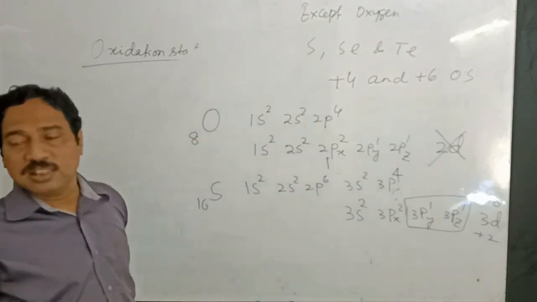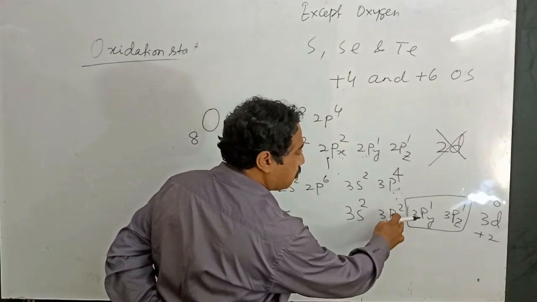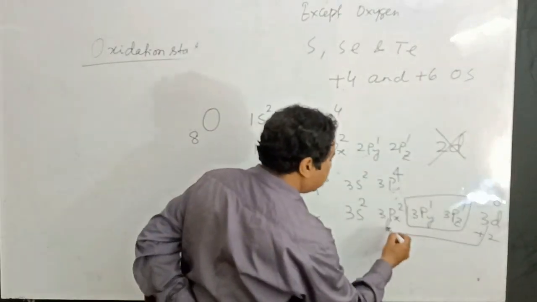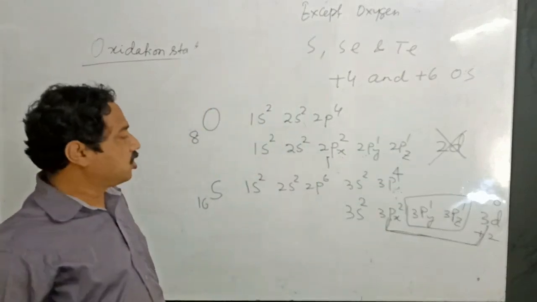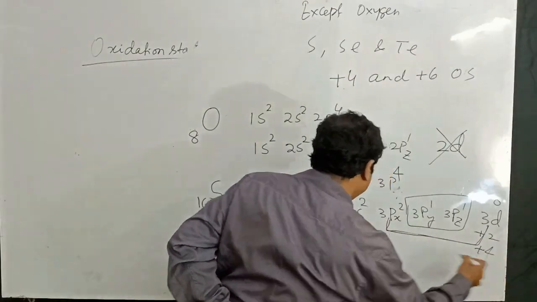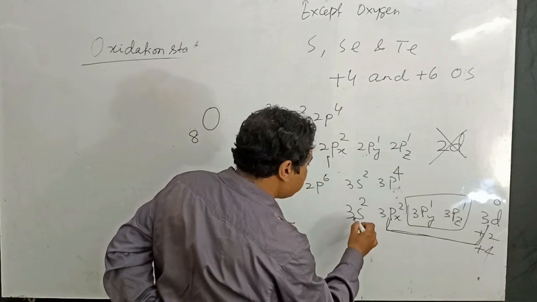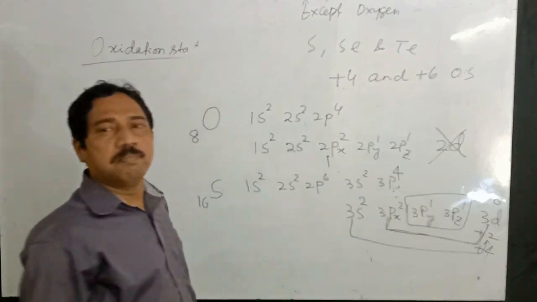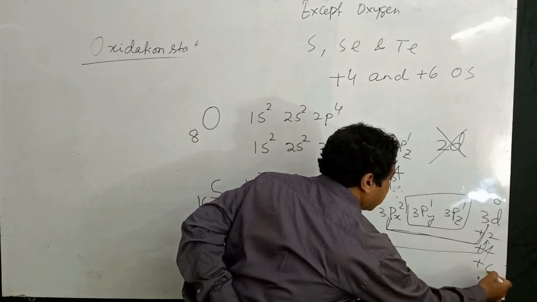In the first excited state, when one electron of the 3p orbital is promoted to 3d, 4 unpaired electrons are available and sulfur can show a +4 oxidation state. In the second excited state, when an electron is promoted from 3s to 3d, 6 unpaired electrons are available and so sulfur shows a +6 oxidation state.